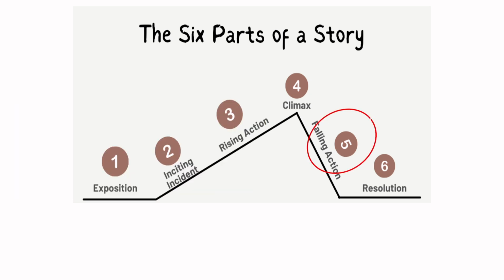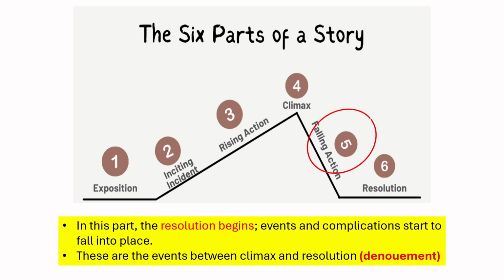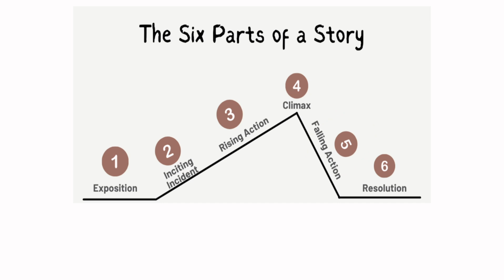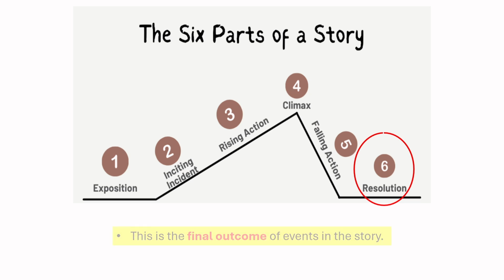After climax is falling action. In this part, the resolution begins. Events and complications start to fall into place. These are the events between climax and resolution or denouement. And lastly, resolution or conclusion. Other term is denouement. This is the final outcome of events in the story.